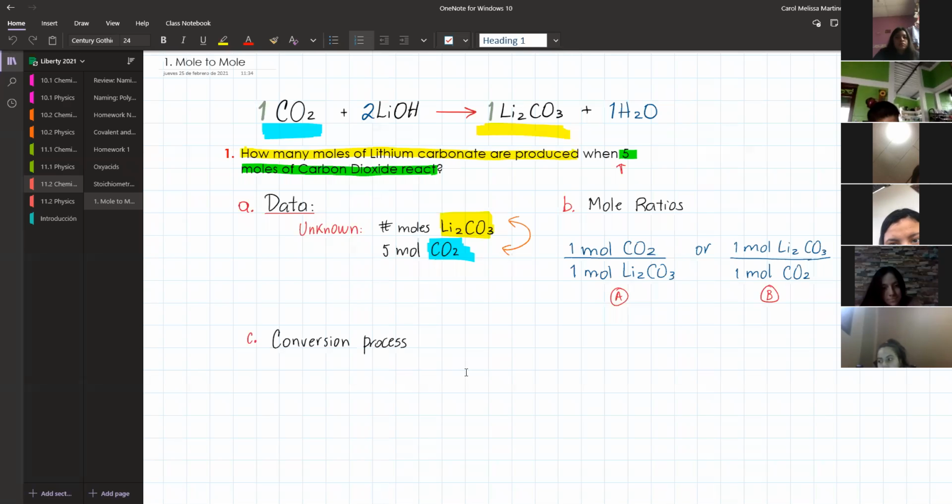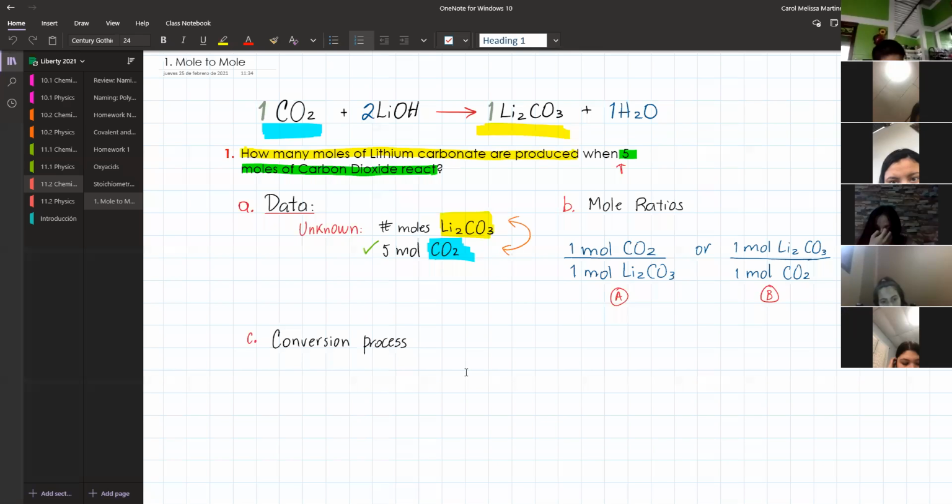What is the given in the problem? Is it the number of moles of lithium carbonate or is it the moles of carbon dioxide? What is the given? Carbon dioxide. Carbon dioxide is the given, so I'm going to start by there. So I'm going to write my given, 5 mole of CO2. And I will multiply by a conversion factor.